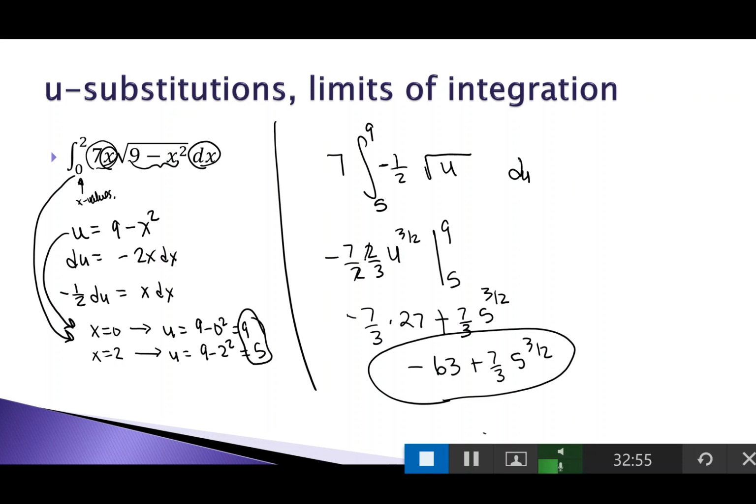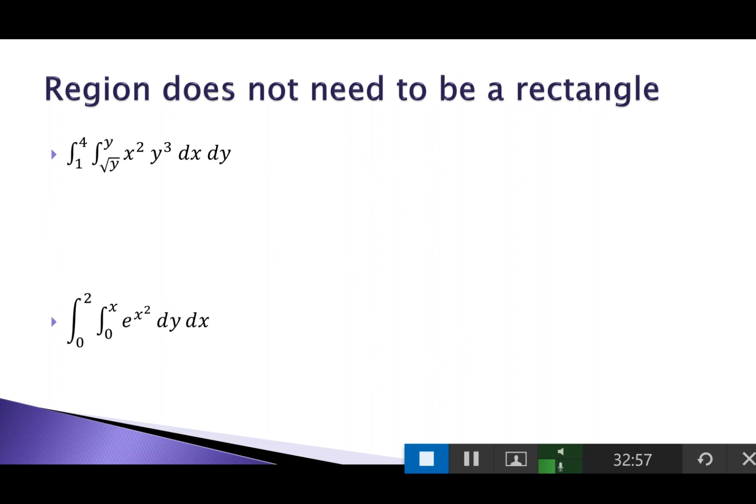Now, your limits of integration do not need to be rectangles. They can be other shapes as well. So let's take a look. I will evaluate this, but I also want to be able to draw a picture of the shape. So if I evaluate it, it's very straightforward. Just like before, I work on the inside and then I work on the outside.